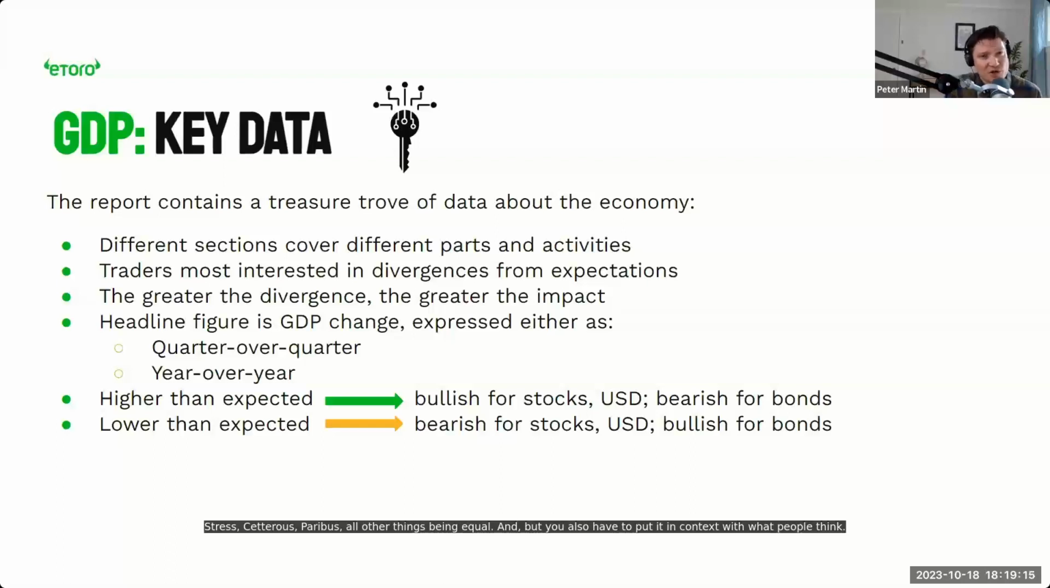We also have to put it in context with the current environment. We have to use our judgment and experience to work out what's going on. For example, currently we're in a kind of high inflation environment. People are worried about interest rates being tightened in response. So we have to bear that in mind. A strong GDP report might not be quite so bullish for stocks if people are worried about the Fed hiking interest rates. So you have to use your common sense. And then vice versa, lower than expected, ceteris paribus, is bearish for stocks, bearish for the US dollar, bullish for bonds, generally speaking.